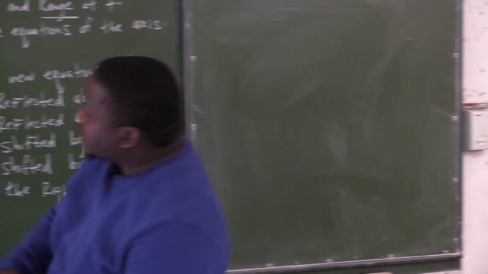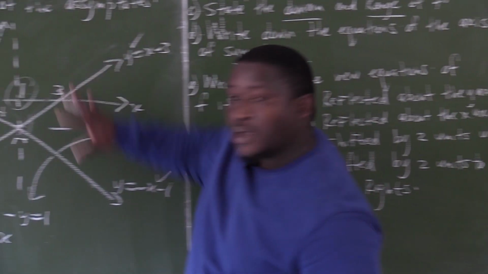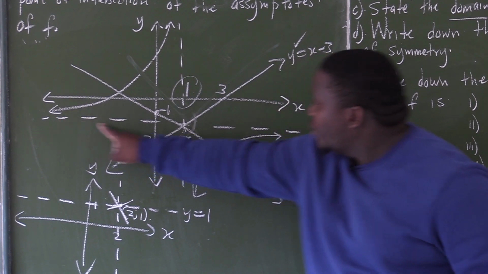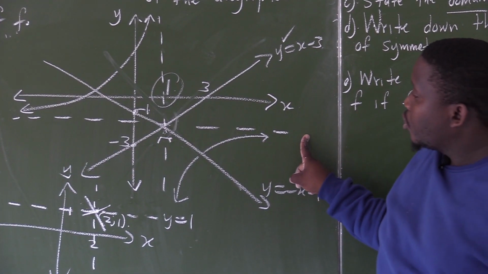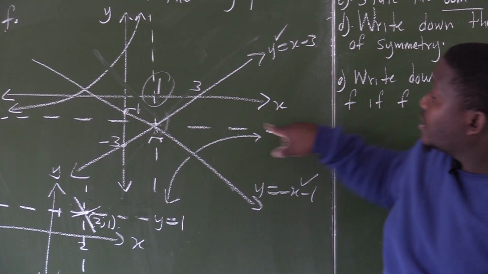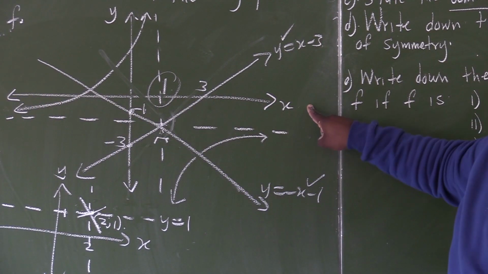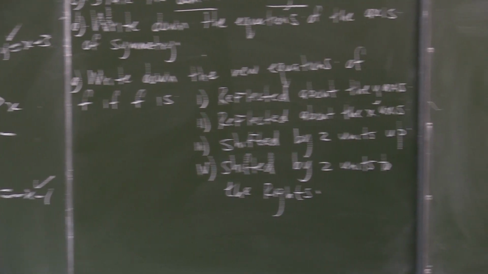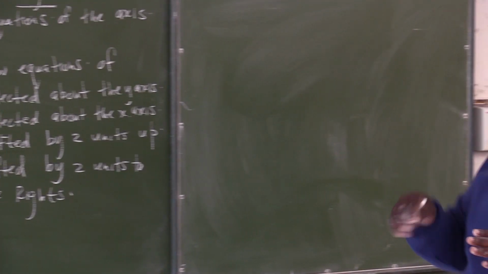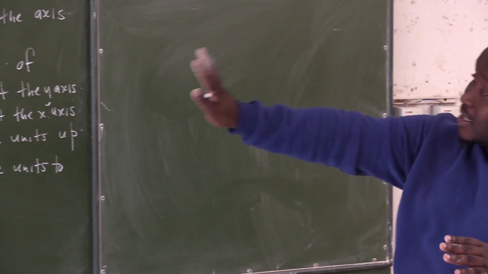It's very simple. This graph must be shifted by 2 units up. It means this asymptote here, at minus 2, is no longer going to be at minus 2. If you shift it by 2 units up, it is now going to be at what? At the x-axis, which should be at 0.